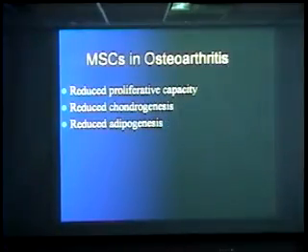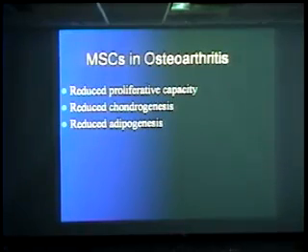So the conclusion from this experiment, and again, let me stress that it was a fairly small and preliminary experiment, but the results were interesting: in individuals with advanced osteoarthritis, their stem cell population has reduced proliferative capacity, reduced chondrogenic activity, and reduced adipogenic activity.